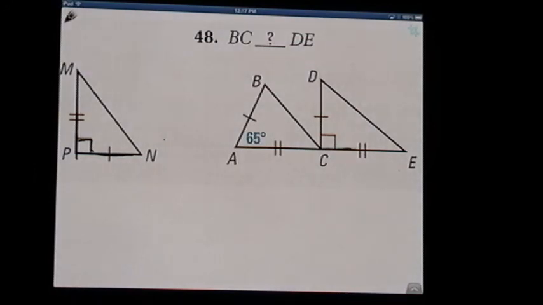Okay, here we have two sets of congruent sides, and the included angle is 90 degrees here, so DE must be larger than BC because that's 65 degrees.